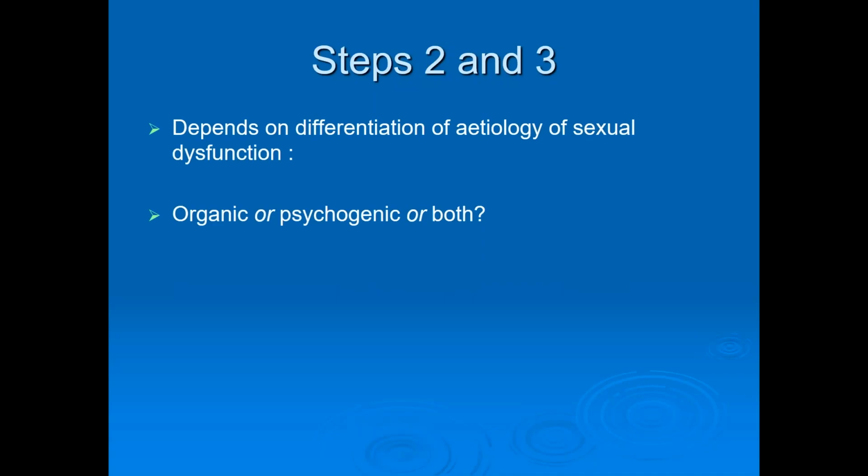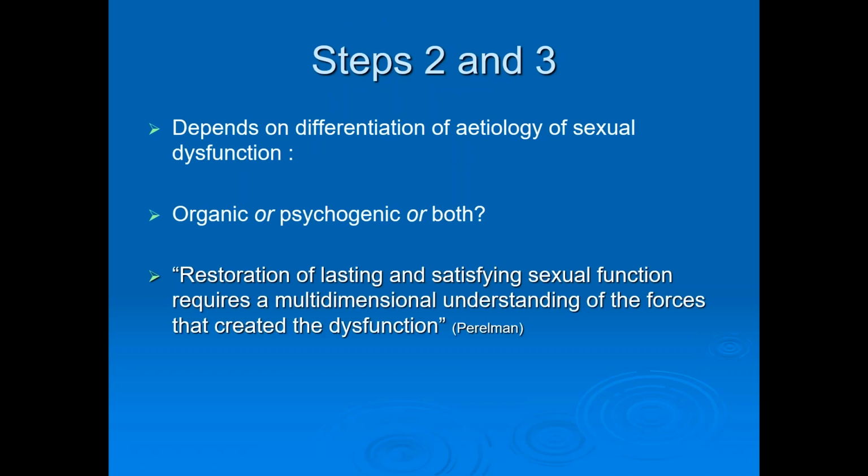So then steps 2 and 3. How do we conceptualize the problem? Is it organic, psychogenic, or both? And thinking about what our aims of treatment are: the restoration of lasting and satisfying sexual function, which might require a multi-dimensional understanding of the forces that created this dysfunction. And so we may be trying to resolve the symptoms, but we may also be trying to improve satisfaction or enjoyment or reduce shame or distress, even if the sexual symptoms remain. So we need a really broad treatment goal, or aim of our treatment.